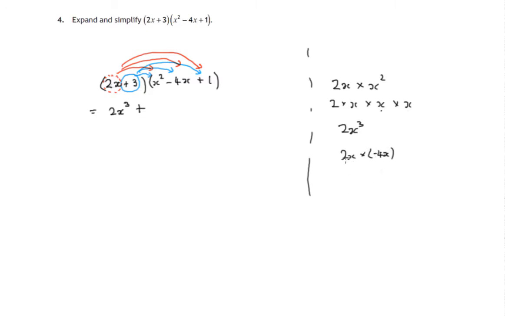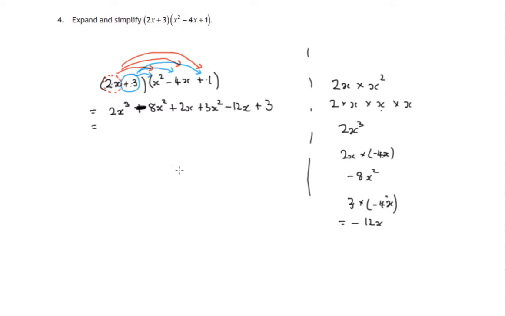Positive times negative. 2 4s are 8. X times x is x squared. So there's negative 8x squared. And then the 2x times 1, that's just 2x. Now let's deal with the 3. 3 times x squared. 3 times negative 4x. Positive times negative is negative. 3 4s are 12, so that's negative 12x. And finally 3 times the 1 is 3.